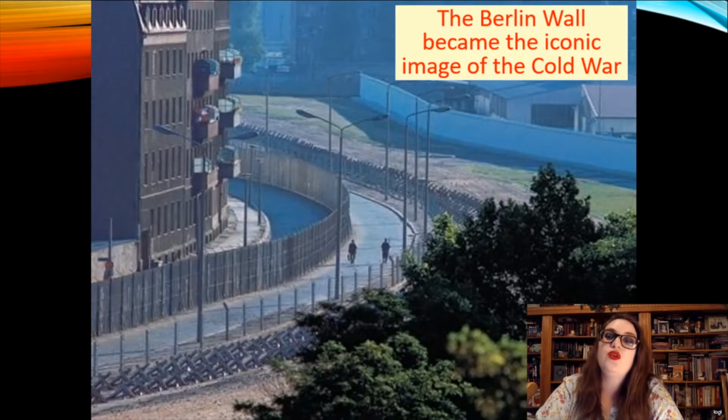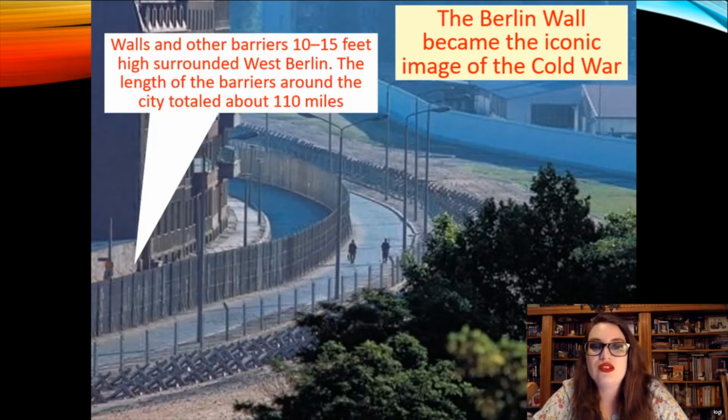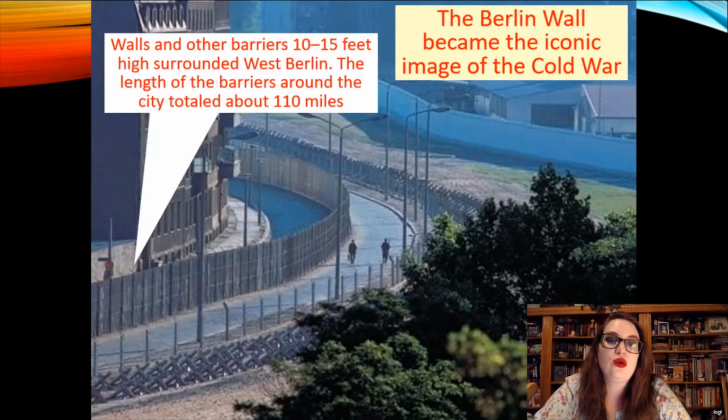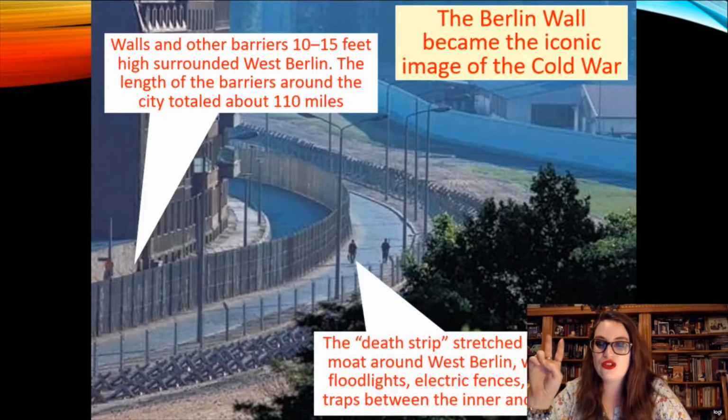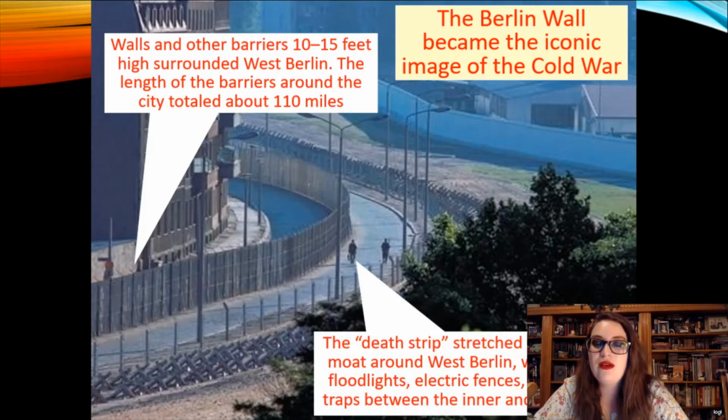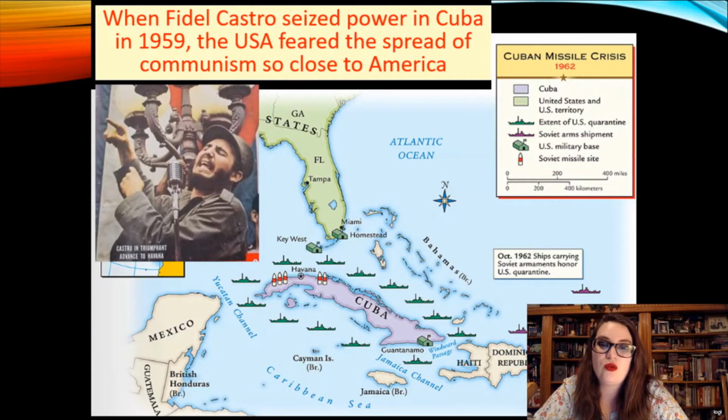The Berlin Wall became the iconic image of the Cold War, because this was truly the dividing state. Walls and other barriers 10 to 15 feet high surrounded West Berlin. The length of the barriers around the city totaled about 110 miles. The Death Strip stretched like a barren moat around West Berlin, with patrols, floodlights, electric fences, and vehicle traps between the inner and outer walls.